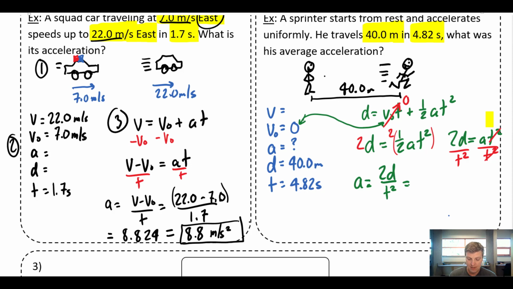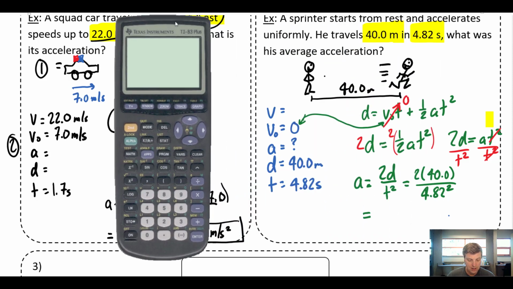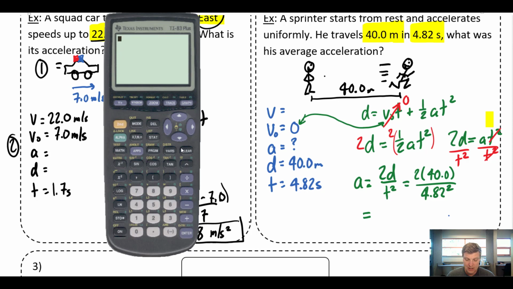Now I can put in my numbers. So 2 times 40 divided by 4.82. And don't forget the squared. It's so easy to do all that work and forget that little squared at the end. So when I put that into my calculator, again, just be careful with brackets. In this case, I can just do 2 times 40 and then divide that by 4.82 and then hit the squared button. And that will be just fine. There are no order of operations problems that are going to arise. This will get squared first and then it'll get divided in due time, so it's all good. When I hit enter, I get 3.443.